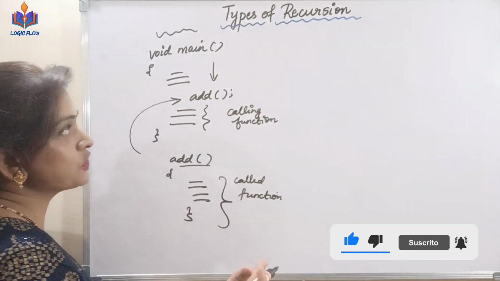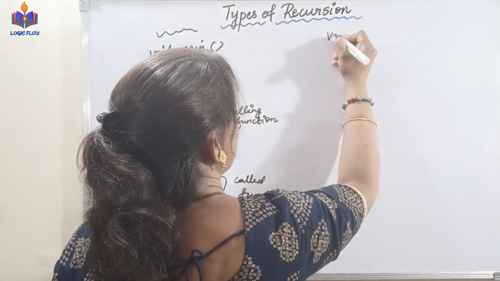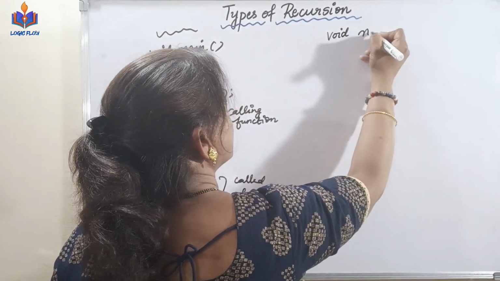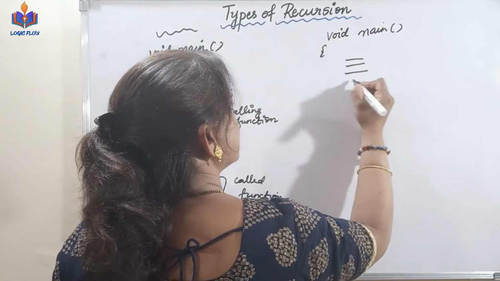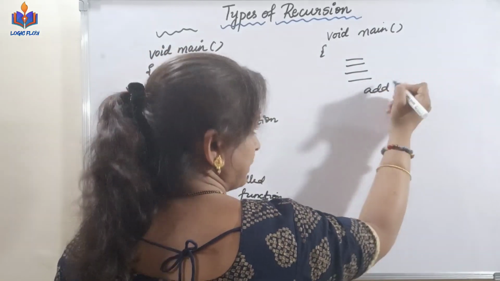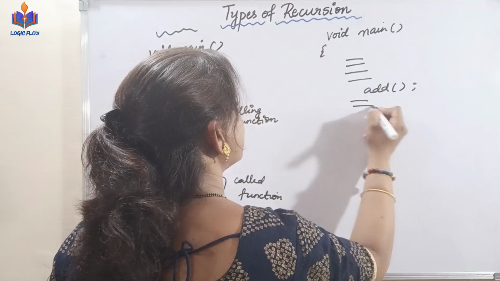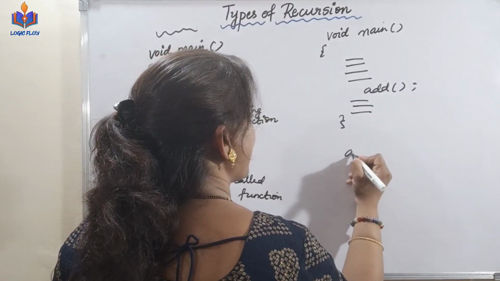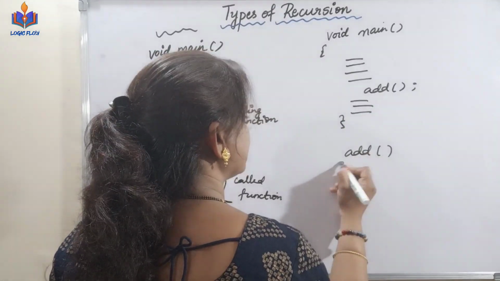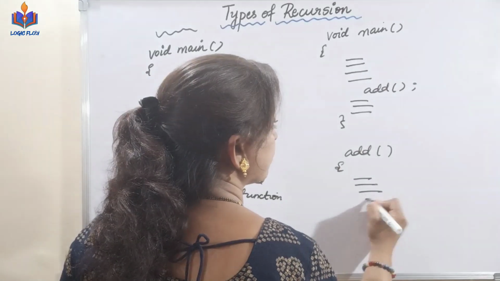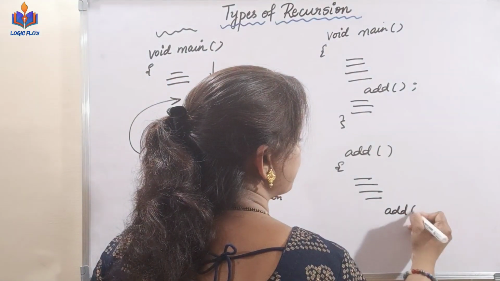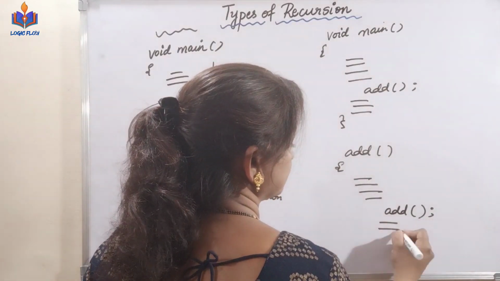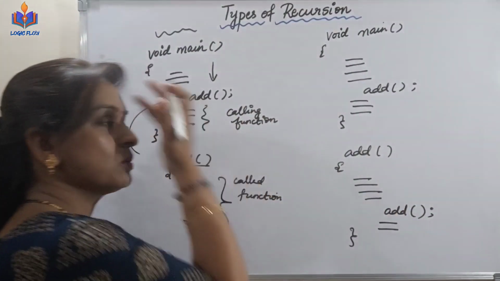Now what about recursion? Say we have the main function here, and inside the main function, some function I am going to call. Let me take the example of add itself. Then the add function will be defined. Inside the code of this add function, I'll call the same function again. Okay, so look at here.